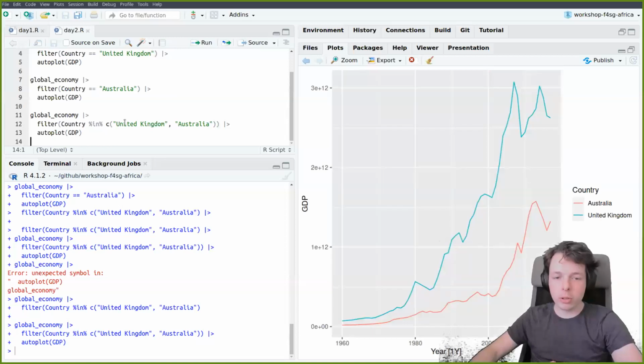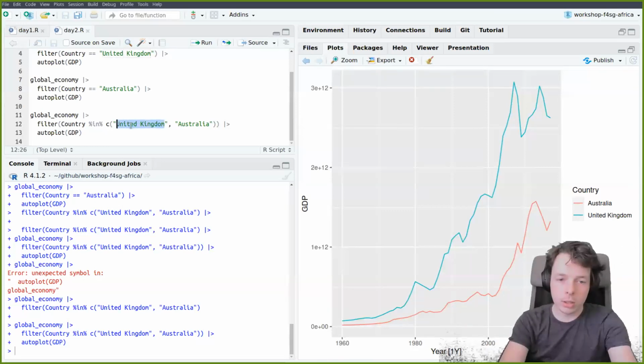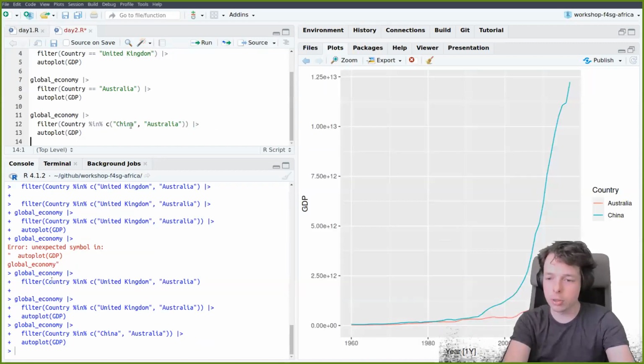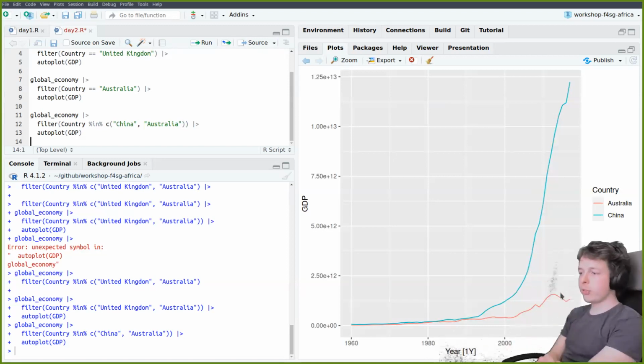Okay, plotting both United Kingdom and Australia on the same plot, you can see that the GDP of the United Kingdom is larger than Australia. But this is on different scales. We've got different populations. A larger country, of course, has a larger GDP. Maybe if I plot China and Australia, two big trading partners in the world, you can barely see the data for Australia because China's GDP is so much larger.